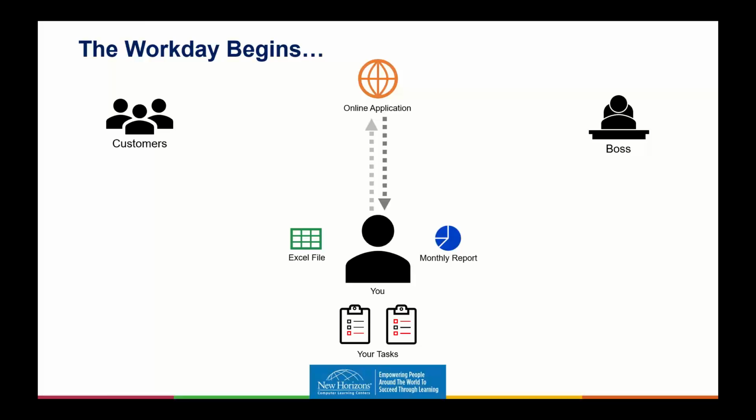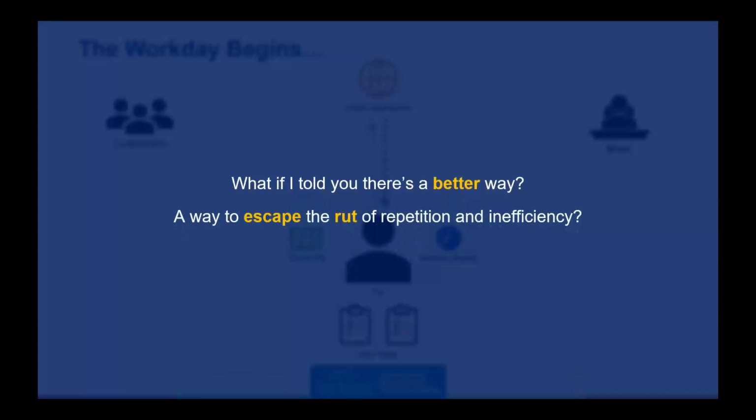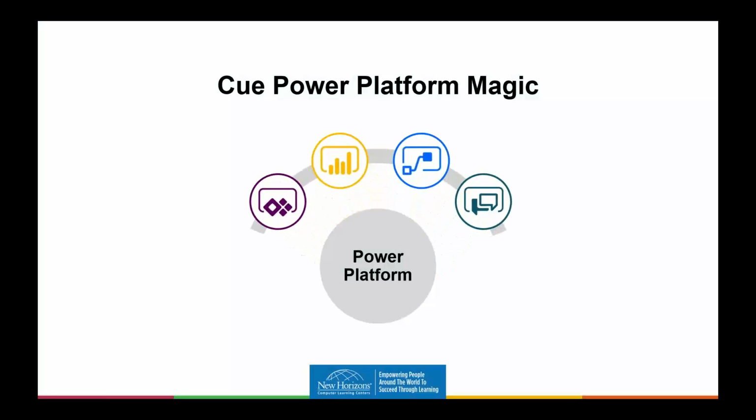Now, I don't know about you, but I already feel worn out, and this is probably by 9:30 in the morning, right? So we've just barely gotten our day started, and already we're stressed because of all the things that we're having to balance. But what if I told you there's a better way to handle these processes? That there's actually a way for us to escape the rut of what I'll call repetition and inefficiency. And believe me, there absolutely is. This is where I will say, cue the Power Platform magic.